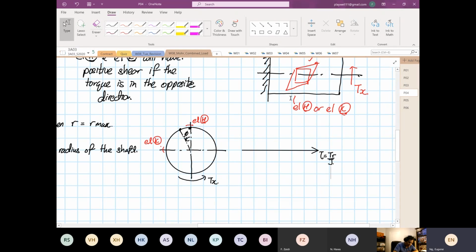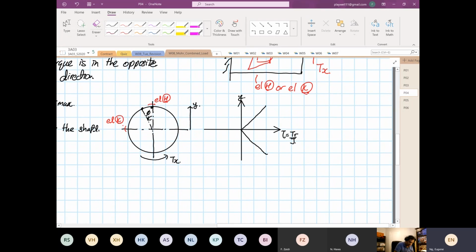And this will be on our, we call it our y direction. So y direction, so if I would draw our transformation, this is our y direction. So what we realize now is the shear stress relative. So if the radius gets bigger, your shear stress gets bigger. So this is our shear stress distribution.